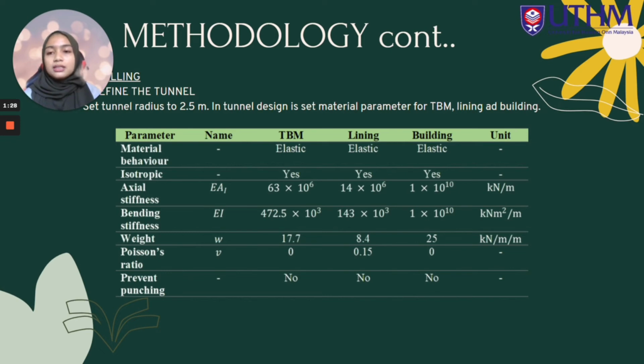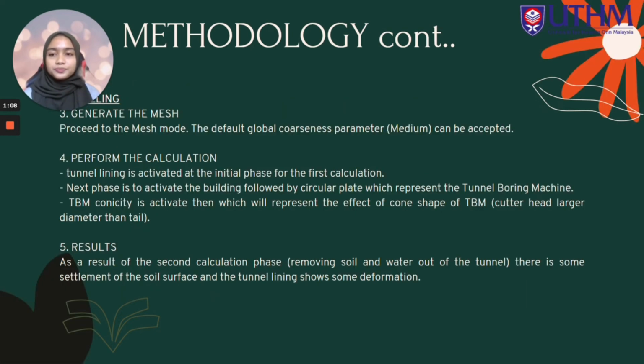And then I will start to define the tunnel. I will be setting the tunnel radius to 2.5 meters, and the tunnel design sets material parameters for the TBM, lining, and the building. So the table below shows the material parameters that I will insert in my model. After that, I will generate the mesh. I will proceed to the mesh mode, which defaults the global coarseness parameter to medium.